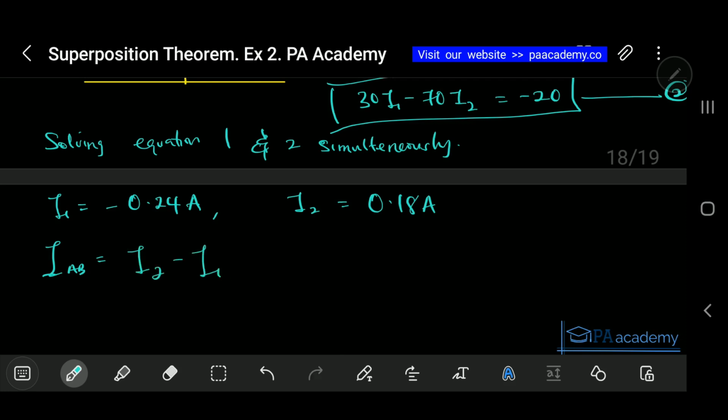If you look at the previous example we did, example 1, when we are considering one of the sources, it has always been I1 minus I2, but now we are having I2 minus I1. So again, it is not always I1 minus I2. It can change. That's why I said you need to understand the process. So I2 minus I1 will be 0.18 minus 0.24. If you do that, this will give us 0.42 amperes.